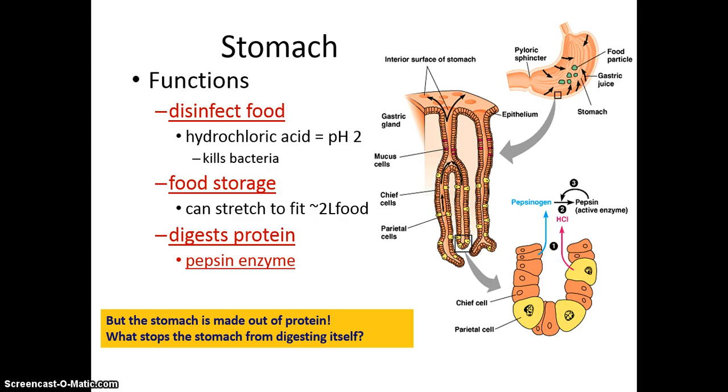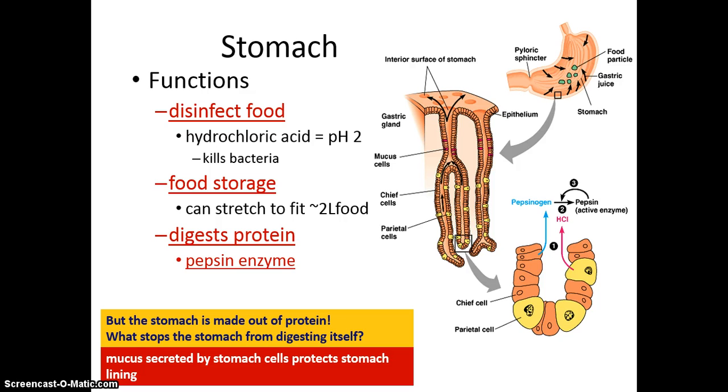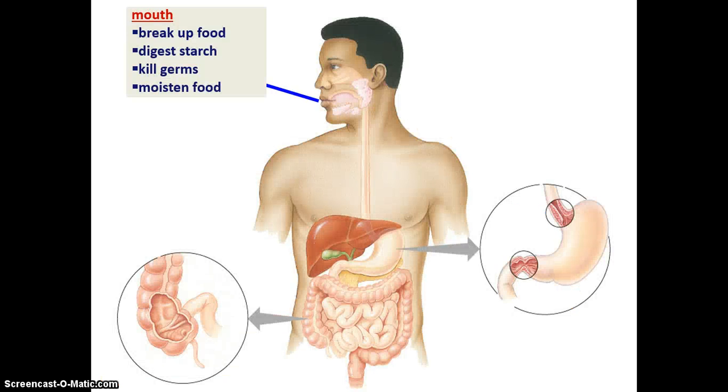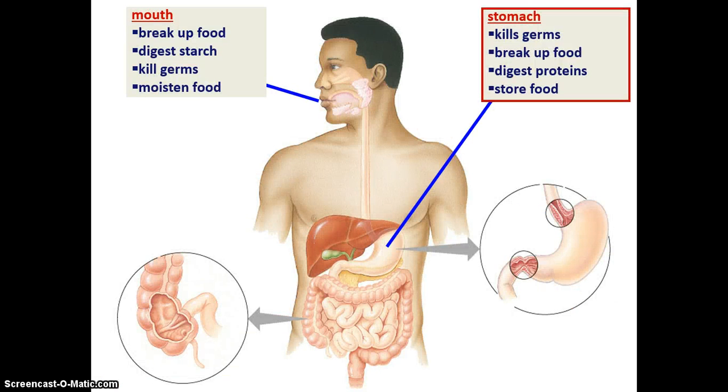And so pepsin is only activated when it's in a very low pH environment. And so this hydrochloric acid actually sets up the environment so that the pepsin can function. It's stored in a form that will not function, so it's not at its optimal pH until the hydrochloric acid gets dumped into the stomach. And then you have mucus secreted that protects your stomach from digesting itself. So we had mouth through esophagus into the stomach.